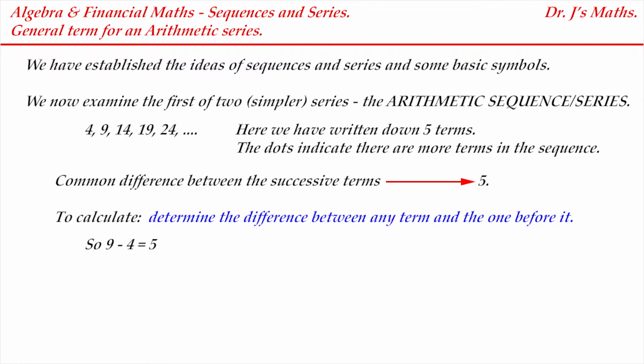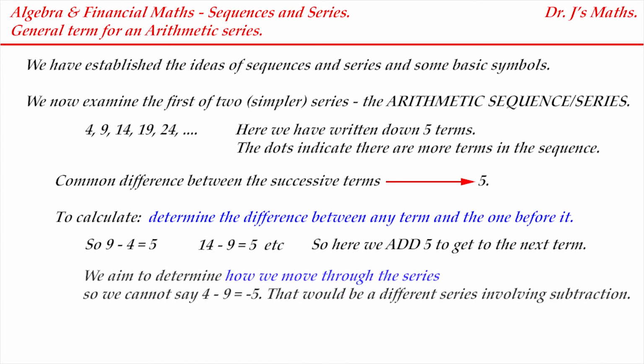So if we take the first two terms, we've got 9 minus 4, which is 5. Next two terms, 14 minus 9 equals 5. So here what we are doing is adding 5 to any number to get the next term. If we found that there was not a difference of 5 between all of these, then that would not be an arithmetic series. One exception breaks us from calling it an arithmetic series.